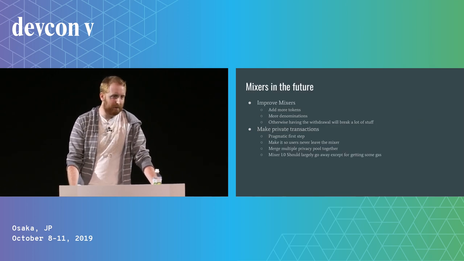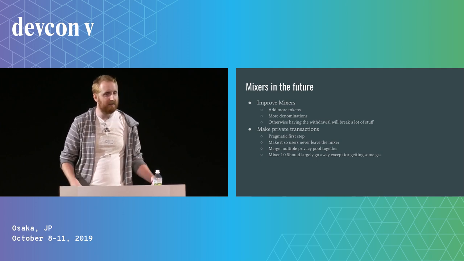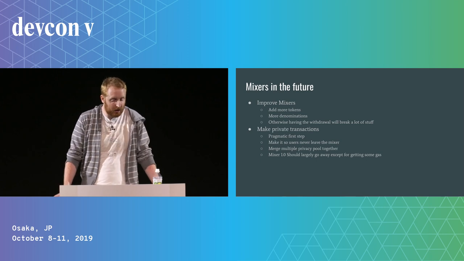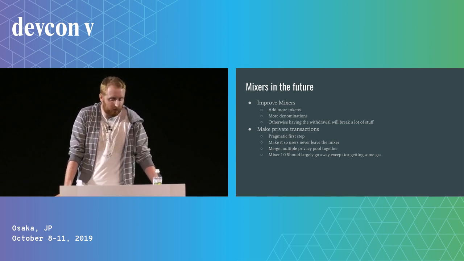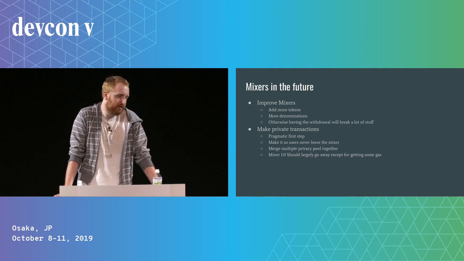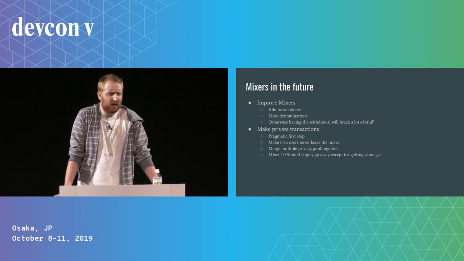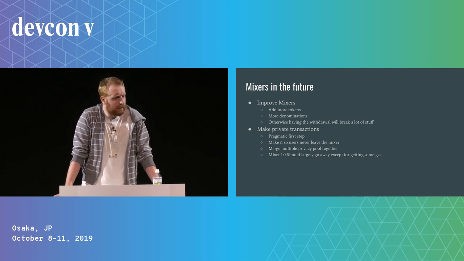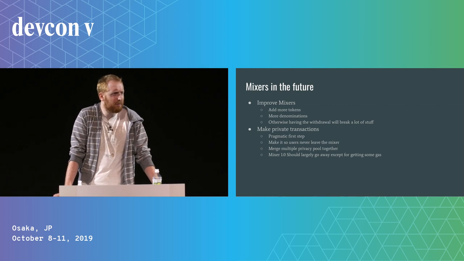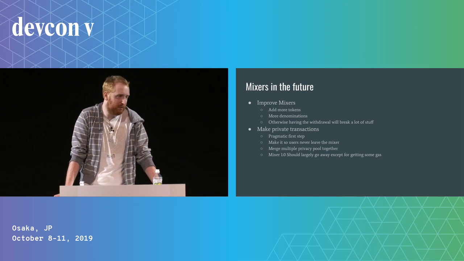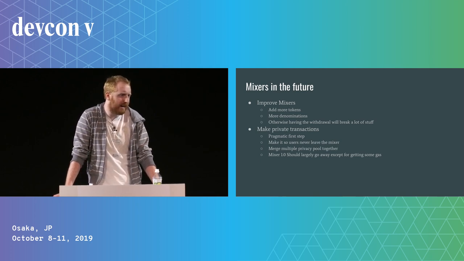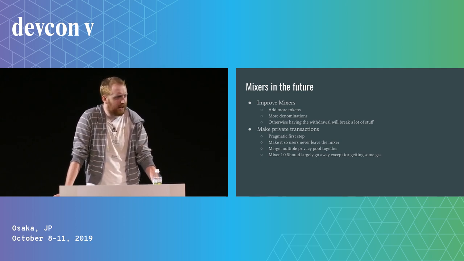So what can we do in the future? It seems like we have these mixers that are very functionally limited. What can we do to improve them? One idea is that we should add more tokens to the mixer and add more denominations. But I feel like the mixers at the moment are not really fit for this purpose, because the privacy set is so limited that if you have people depositing into multiple privacy pools, it's very difficult to tell how many people deposited and withdrew. Oh no, it's very easy to tell how many people deposited and withdrew. And you need to have high liquidity in order to give people good privacy guarantees.